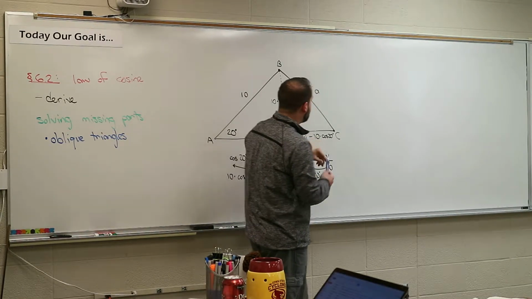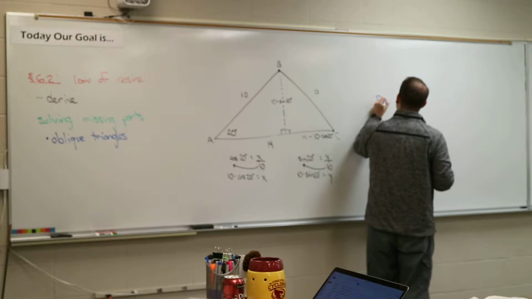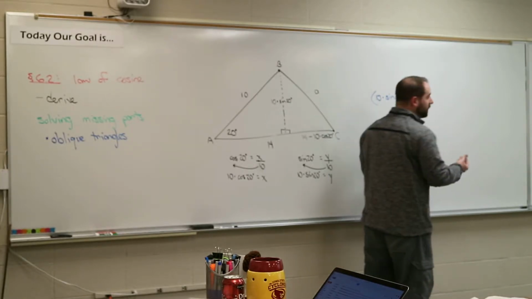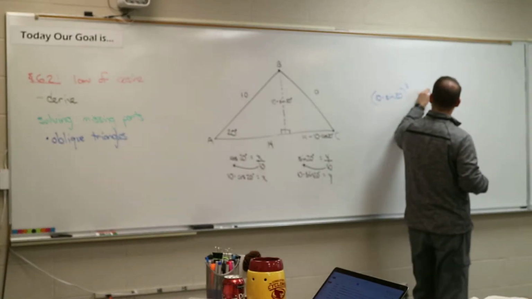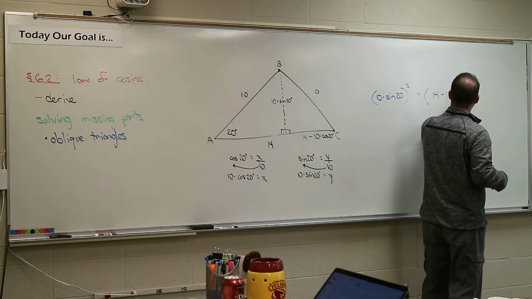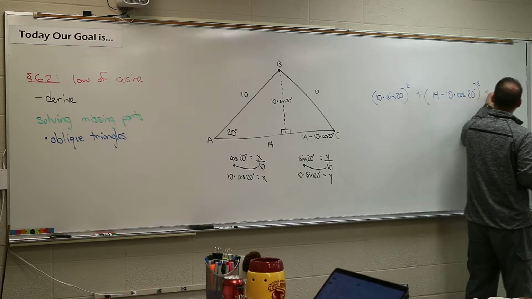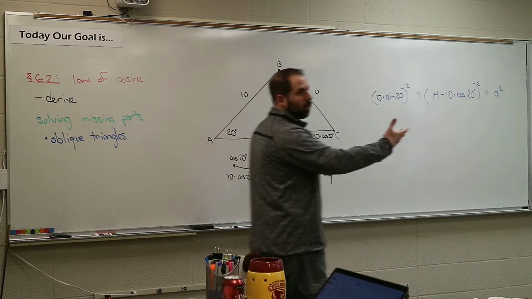I shouldn't use the letter a. So here's how it works. 10 times the sine of 20 squared, that's one of the legs, that's this side, squared, added to the other leg, which is 14 minus 10 times the cosine of 20 squared, and that equals the wall I'm trying to find squared, because that's the hypotenuse wall.